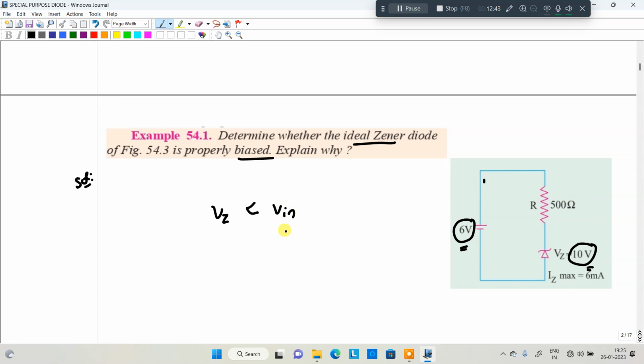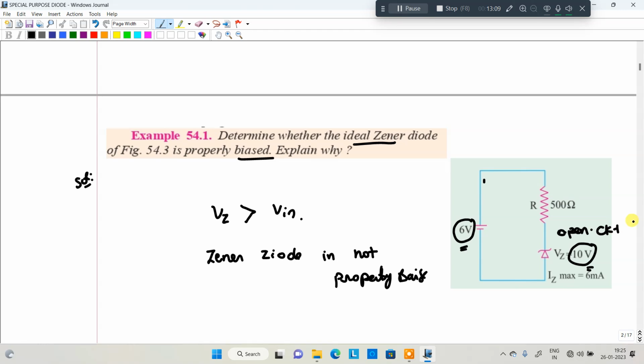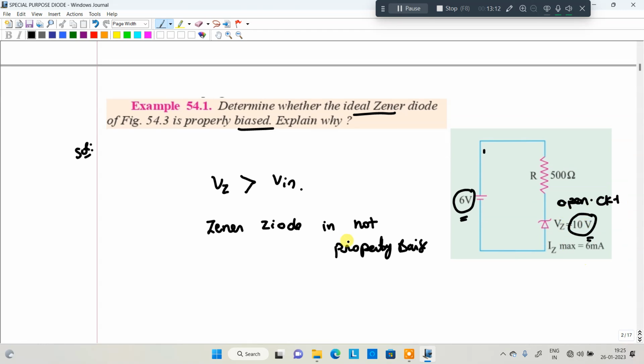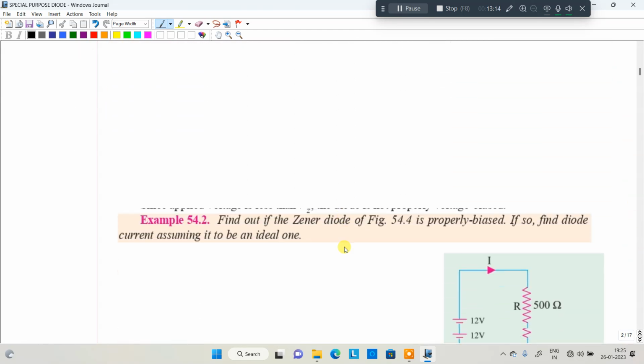So that means Vz is greater than the input voltage. The input voltage is less, so the Zener diode is not properly biased. Zener diode is not properly biased. That means what happened? The Zener diode acts as an open circuit. Clear about the first problem? Next, the second problem we are going to see.